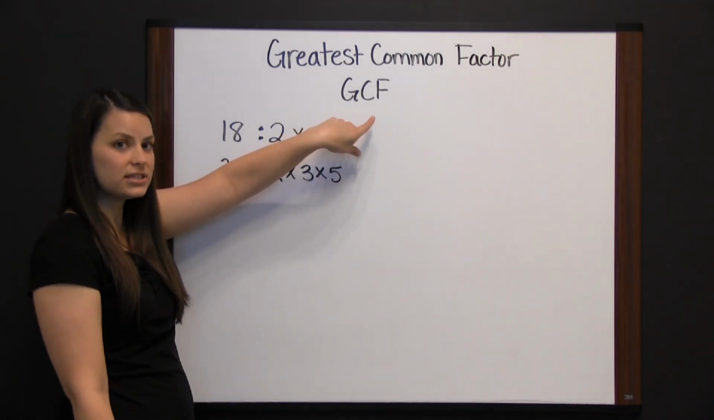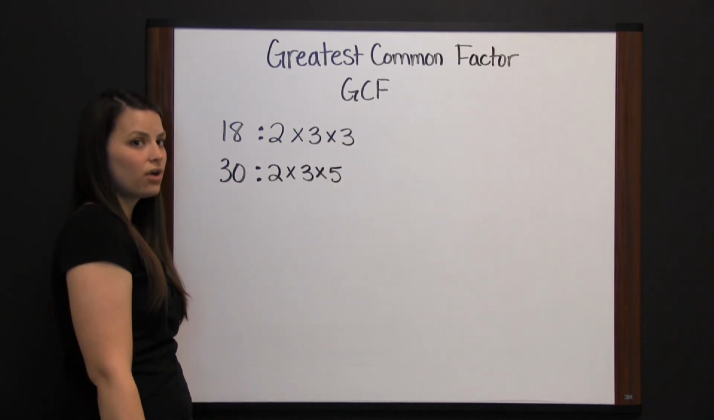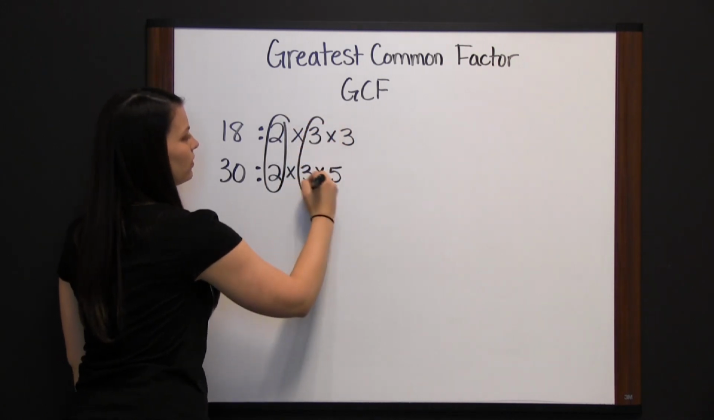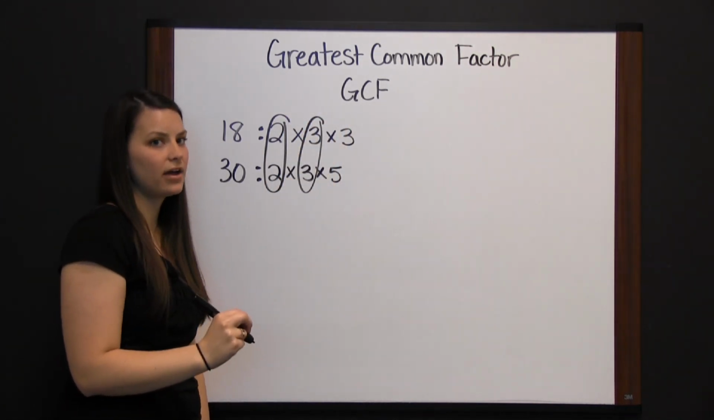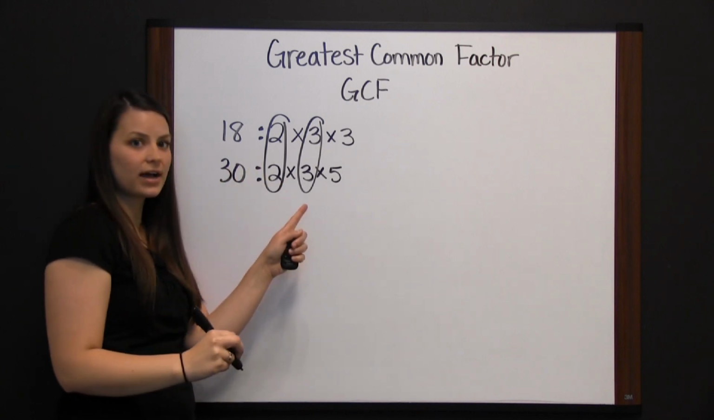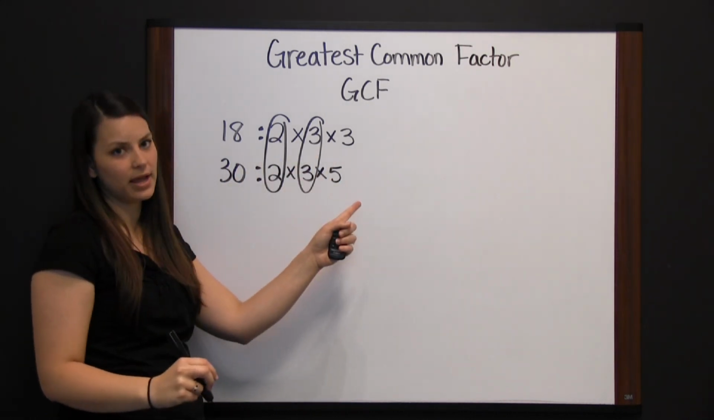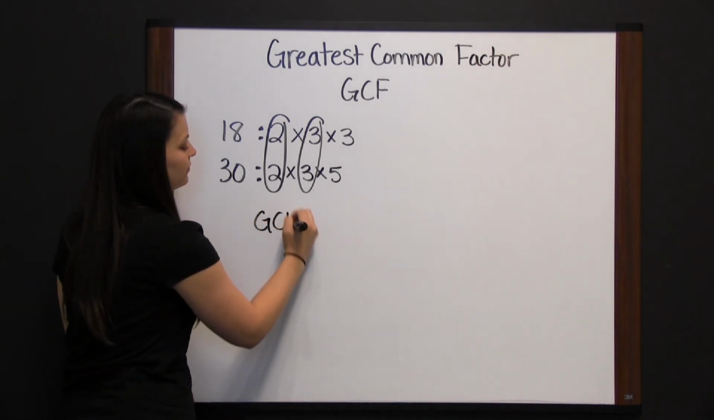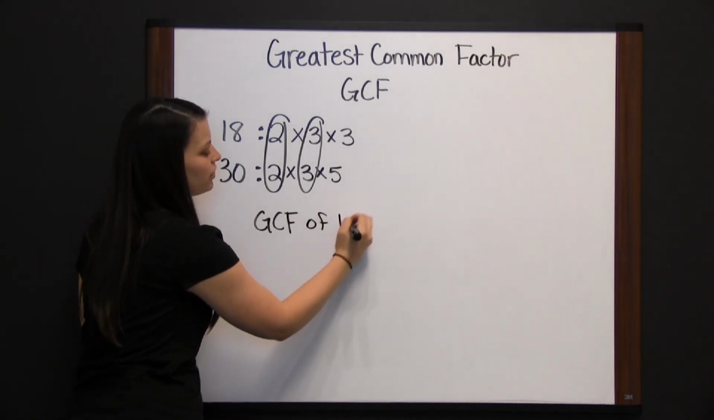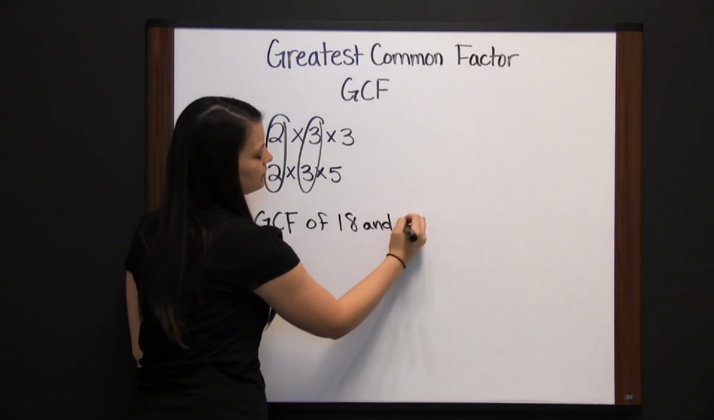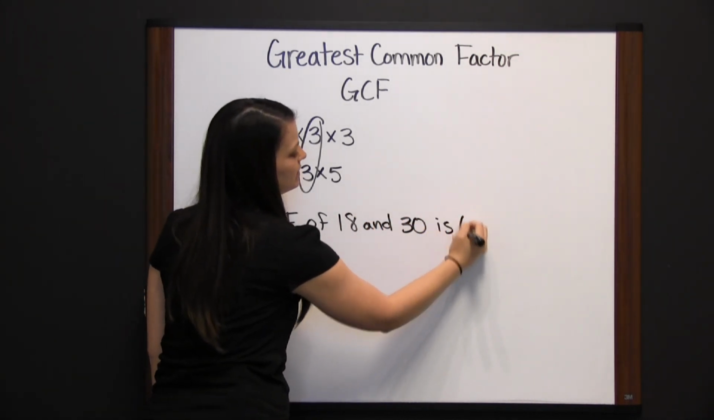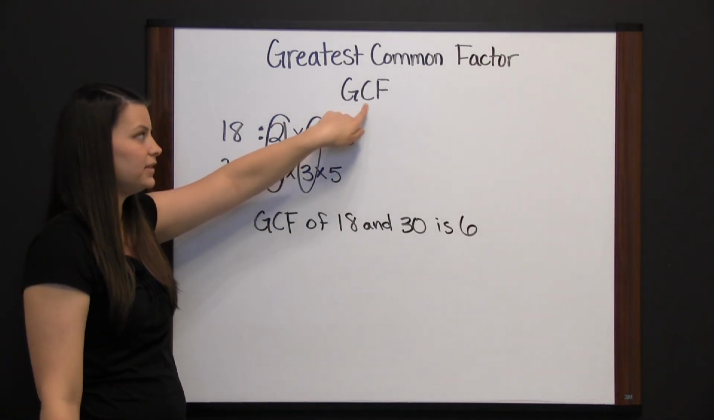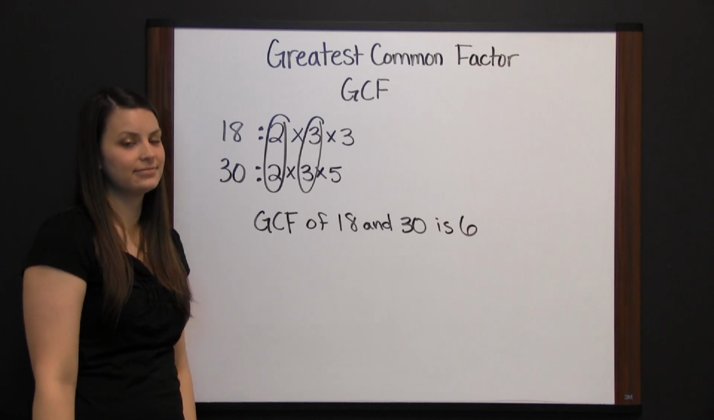Now again, to find the GCF, we're going to look for what they have in common. 18 and 30 have 2 and 3 in common as prime factors. So we take those factors they have in common and multiply them. 2 times 3 is 6, so the GCF of 18 and 30 is 6. 6 is the largest factor that these numbers have in common.